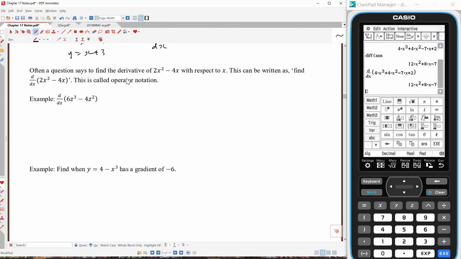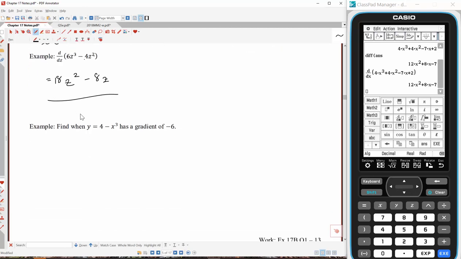So it's called operator notation because it's only dealing with expressions. So this basically is d dx of this expression here. So we're going to go 3 times 6, which is 18, z to the 2. Take away 2 times 4 is 8, z to the 1, or just z. Okay, so there is my derivative expression, or the derivative of this expression here.